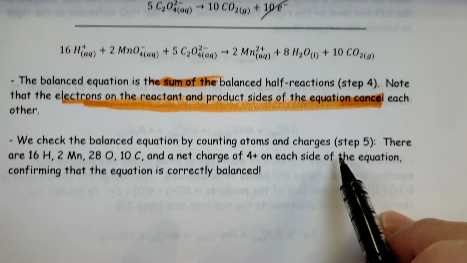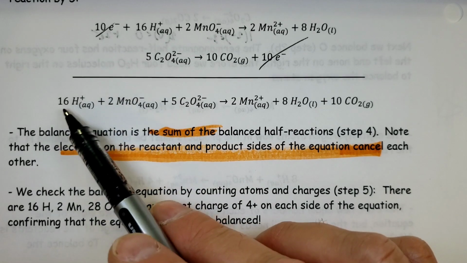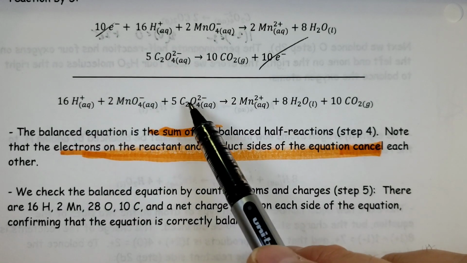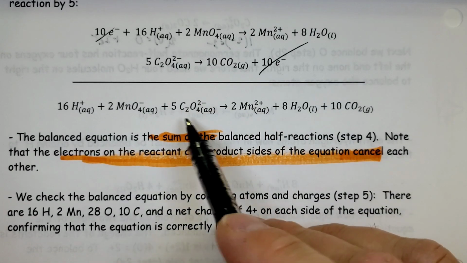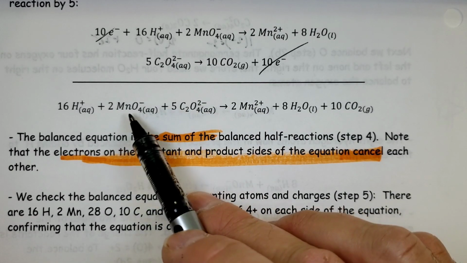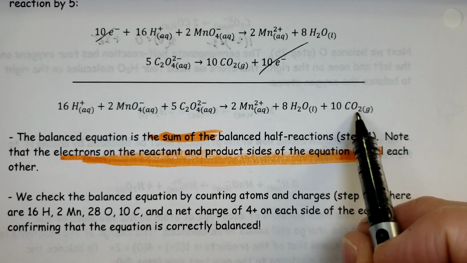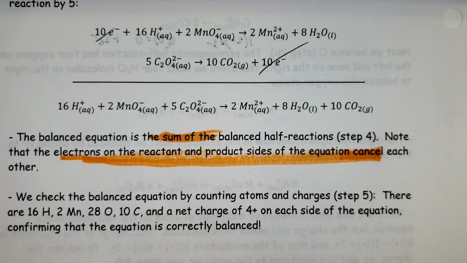And then I can check by counting the atoms. So 16 H's, 16 H's, 2 Mn's, 2 Mn's, 10 C's, 10 C's. And over here we have 20 O's plus 8, so we have 28 O's. And over here we have 10 times 2 is 20, 28 O's.